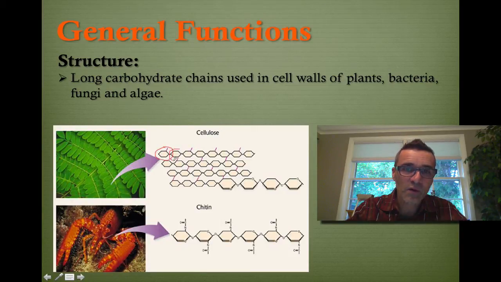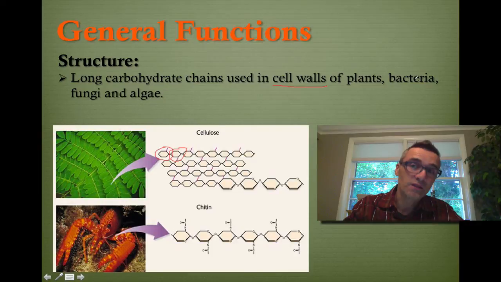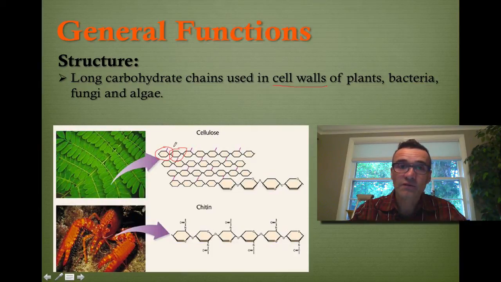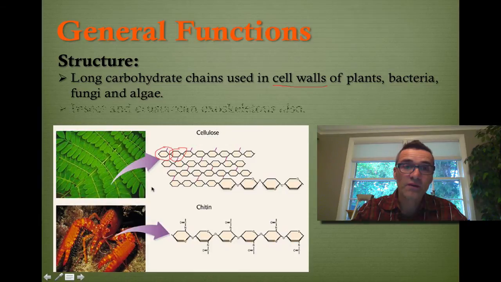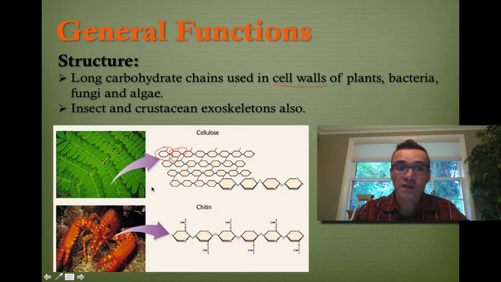Those are all a form of glucose linked together in a slightly different form, and that is used in cell walls. Now, we normally think of cell walls in plants, but bacteria have them as well, slightly different form than plants. Fungi and algae also have cell walls, and they use this material that's made out of basically glucose. The other one is insects and crustaceans, like our good friend here, the lobster, and it's going to form an exoskeleton, so that's that tough outer part.